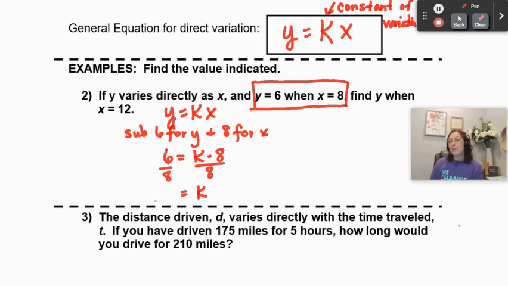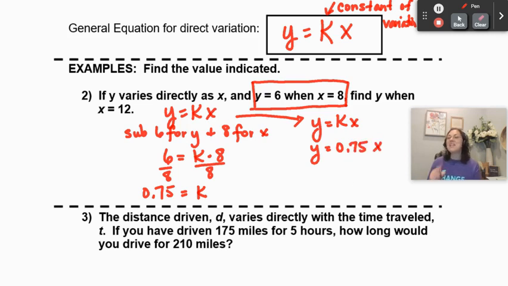Now, if you're like me, you may want to put that as a decimal. You can easily divide that in your calculator, 6 divided by 8, and you'll get 0.75. Or you could get 3/4 there. Either one works. Okay, so now that we have k, I want you to take our formula and let's put in k. Instead of y equals kx, now we're going to have y equals 0.75x. Now we're ready for the second half of the problem, which said find y when x is 12. So our final step is we're going to sub 12 for x.